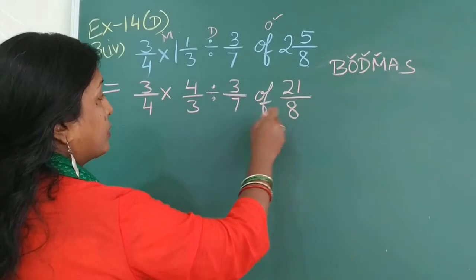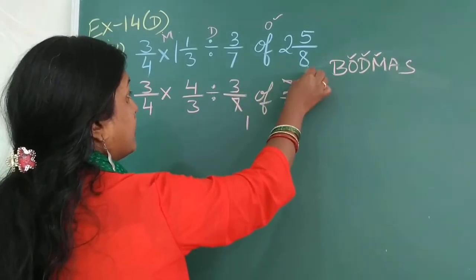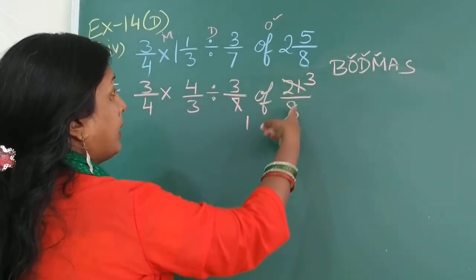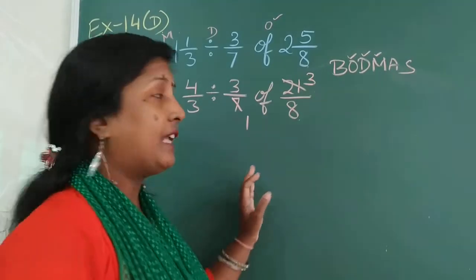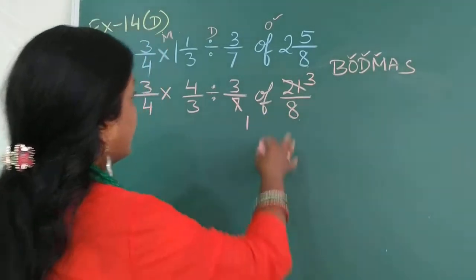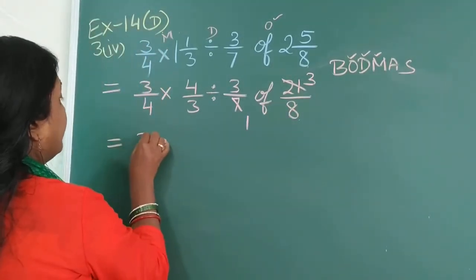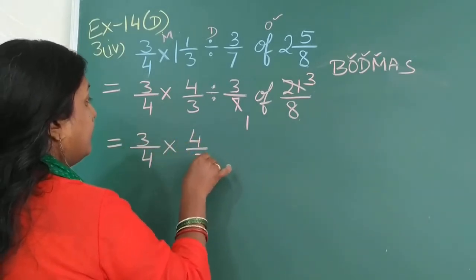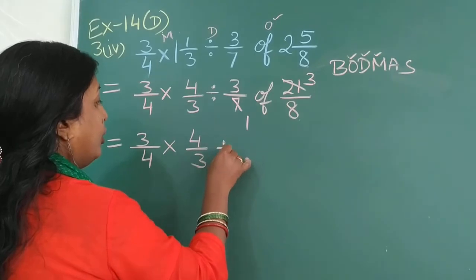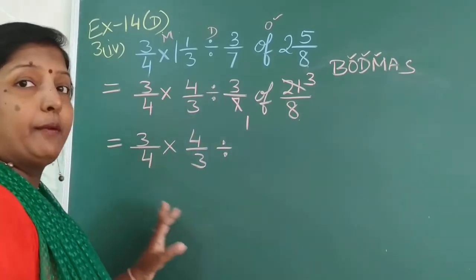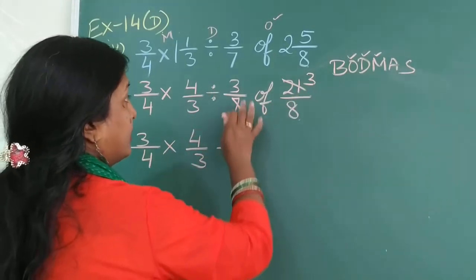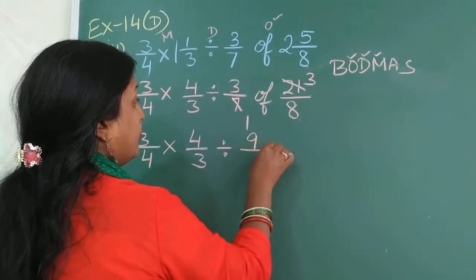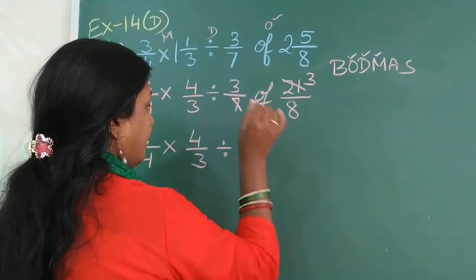Now we will go for the first operation, that is "of". 7 ones are 7, 3 sevens are 3 by 8, 3 by 8. We cannot cancel, so we leave it as it is. So what is left over is 3 by 4 into 4 by 3 divided by, don't convert the division to multiplication now. First write what is there. 3 3s are 9 by 8 ones are 8.